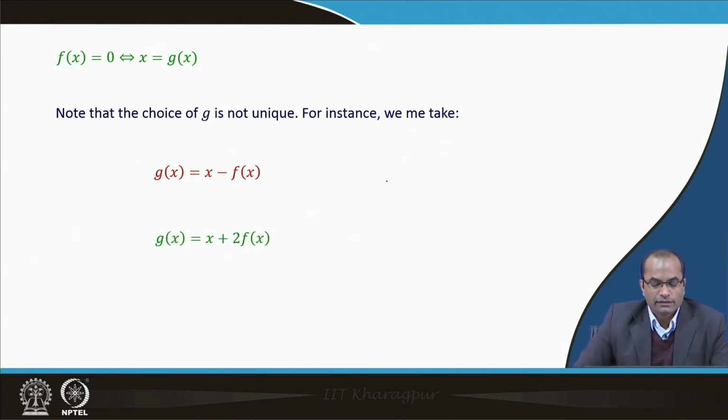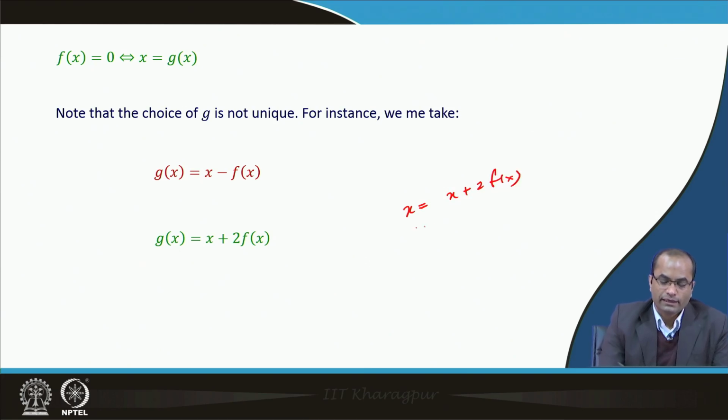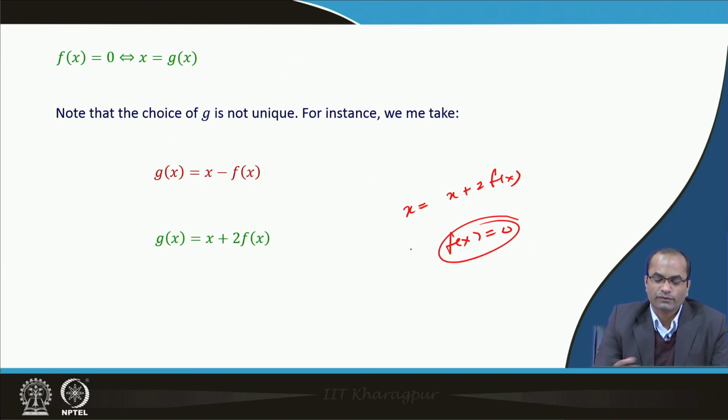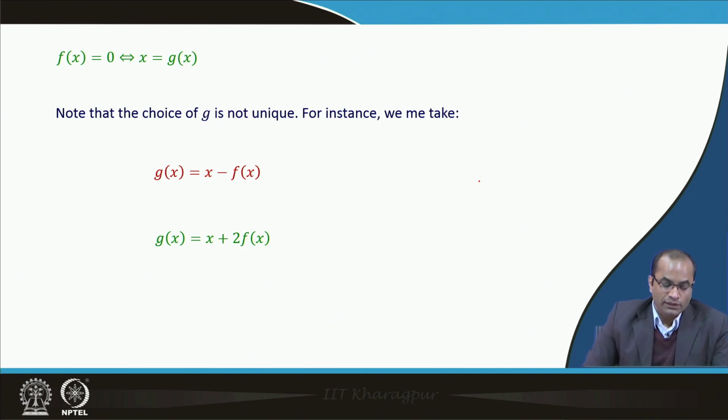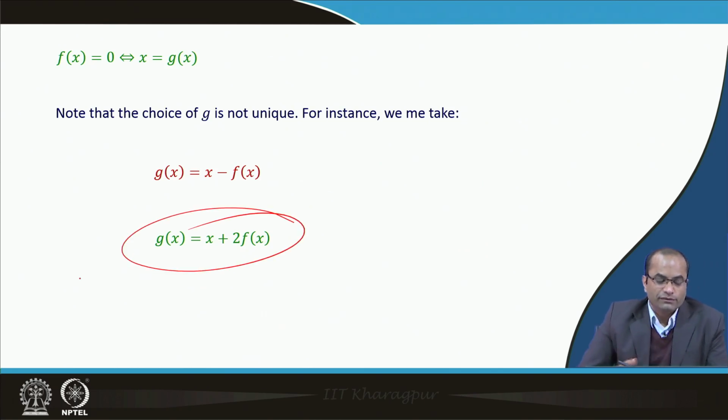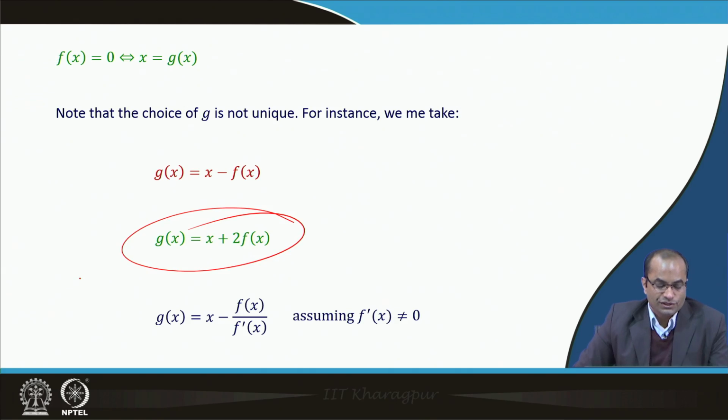Another one we can say is x plus 2 f(x). So, there are various ways to define this. Here we have x = g(x). So, x plus 2 f(x), again x and x get cancelled, and then we get again f(x) = 0. Several ways, not only 2, we can have 3, 4, 5, whatever. So, there are infinitely many ways to define this g(x).